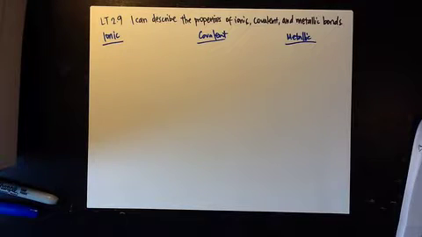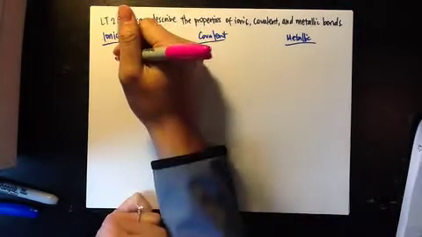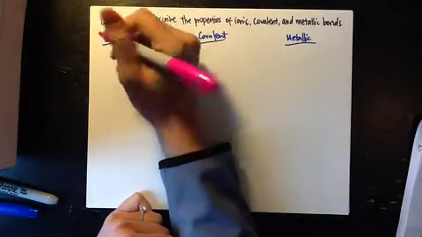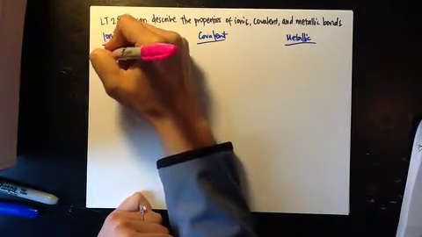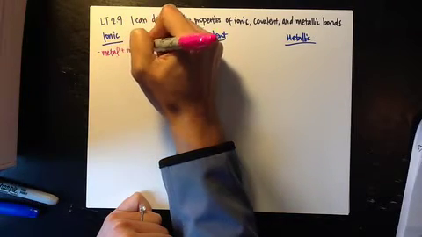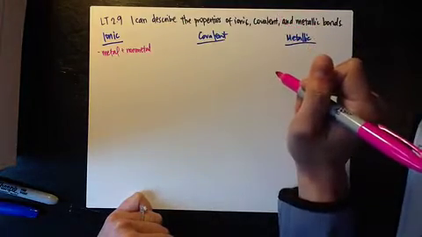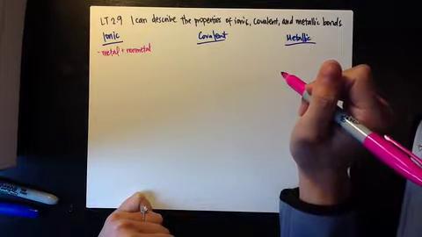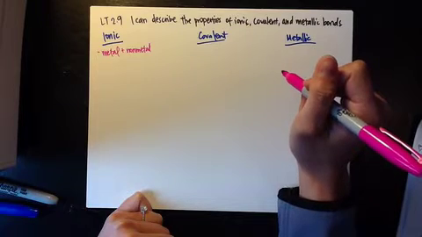Learning target 2.9. I can describe the properties of ionic, covalent, and metallic bonds. Okay. Ionic compounds, or bonds, same thing. This is going to be between a metal and a non-metal. And as a reminder, how can I tell the difference between something that's a metal and a non-metal? I can just look at my periodic table.